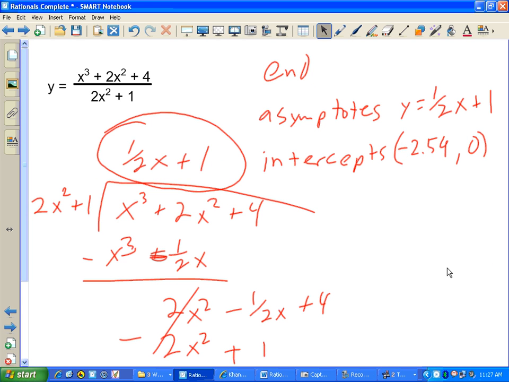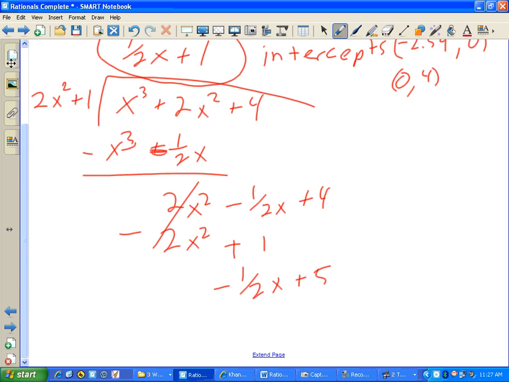Okay, so we've got our slant asymptote, we've got our x-intercept, we can find our y-intercept by plugging 0 in, so 0, 0, 0 turns into 4 over 1. So it's my y-intercept. So x is 0, y is 4. And now let's just start plugging in what we've got into our graph.